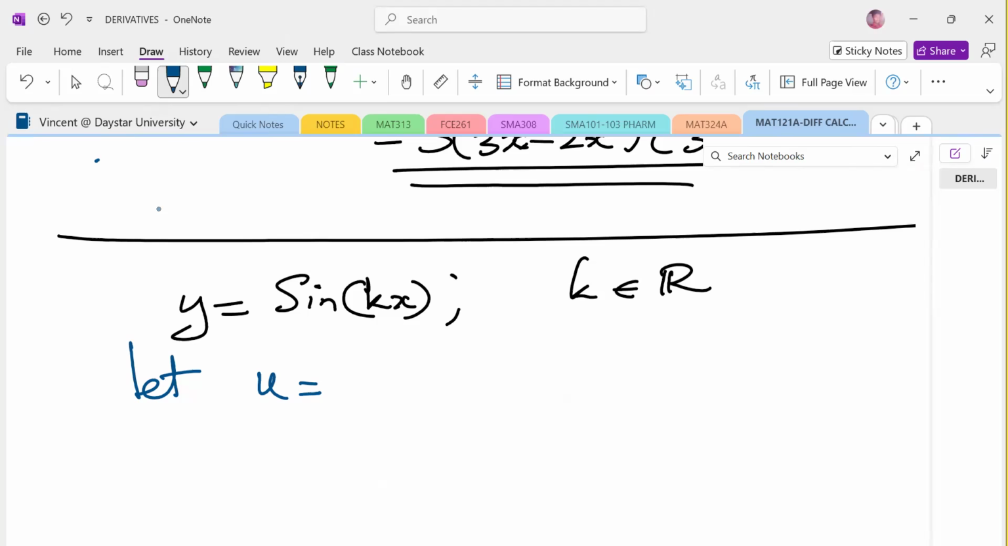What is the best choice for u in this case? U is equal to kx. Correct. U equals kx. So kx will be the best choice for u. So let u be kx.